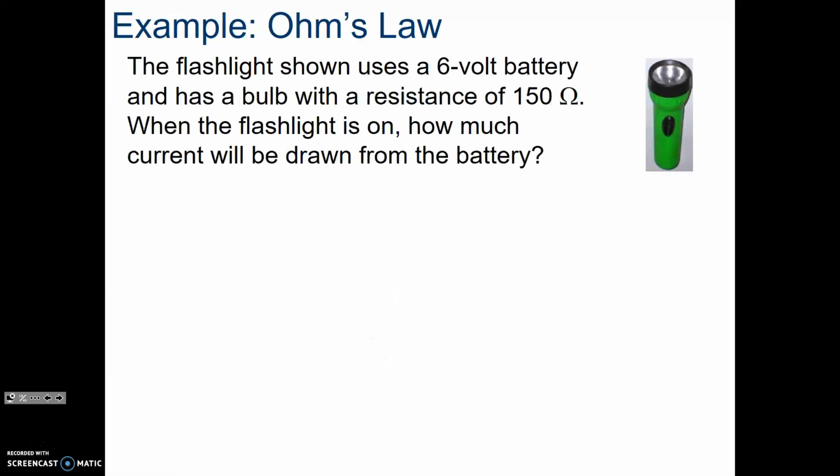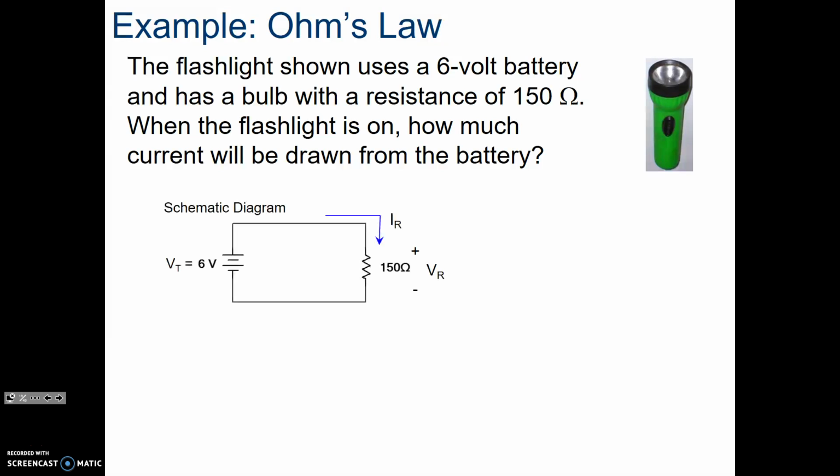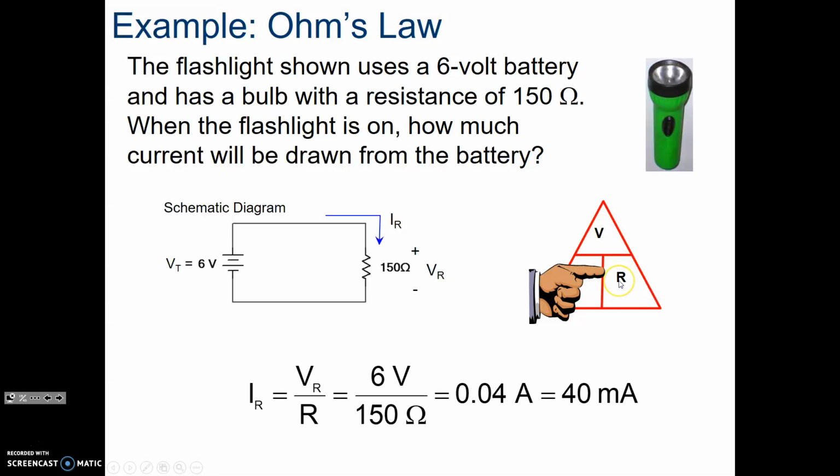So I want you to do this problem. Okay, we can look at it. Here's the diagram, a 6-volt battery with the 150 ohm resistor and the current traveling through it. So we look at it, we cover up the I that we're looking for, and V divided by R. V 6 divided by the 150 ohms is 0.04 amps, or in milliamps is 40 milliamps.